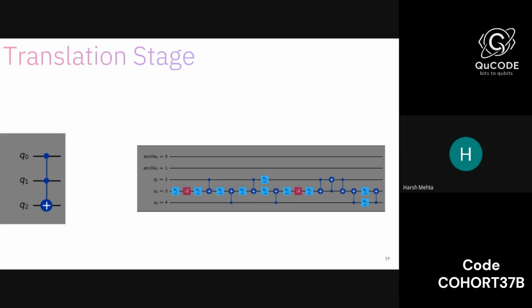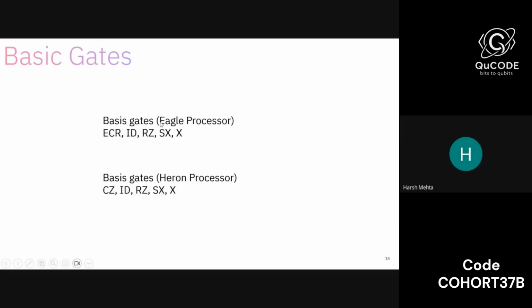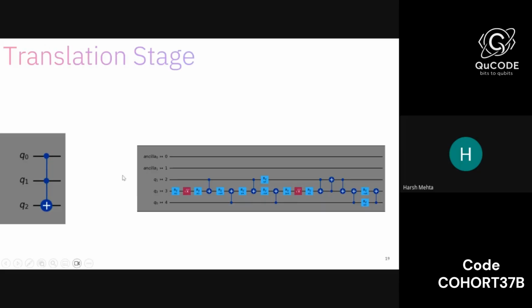And each and every quantum processor has different hardware and different basis gates depending on the type of the processor. So there is the Eagle processor and the Heron processor. There is another kind of processor, Osprey. So the basis gate depends on the type of processor that you're using.